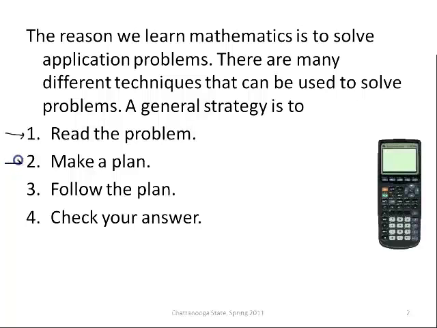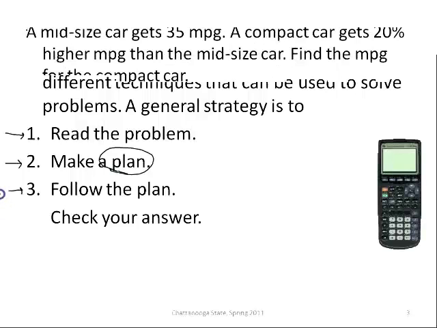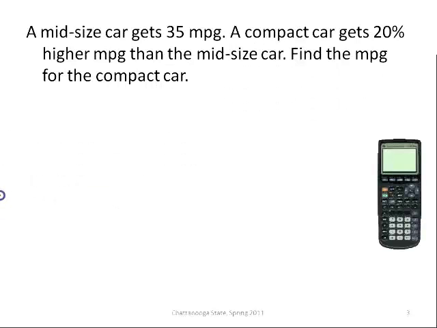Then you make a plan. That doesn't mean you start doing something. It means you start thinking about it and planning how you're going to do it. So we make a plan. In mathematics, that usually means we choose a variable, define a variable, and write an equation. We follow the plan, and after we do the plan, we check our answers to make sure that our answers are reasonable. So let's take a look at this problem.